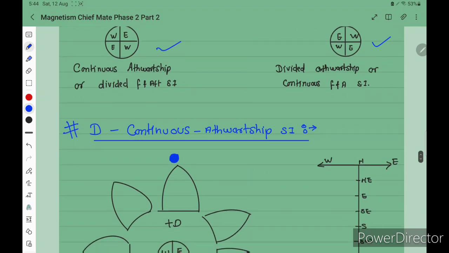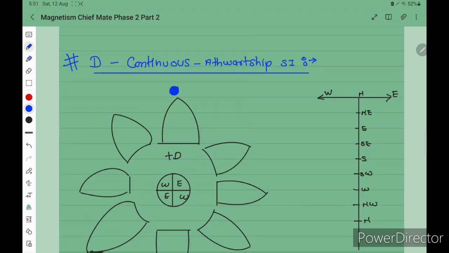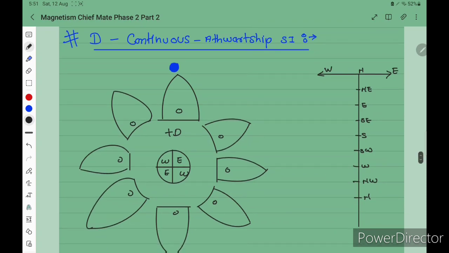Now plus D, continuous athwartship soft iron. Now we see the plus D. Okay, continuous athwartship soft iron. So we make the compass on the center in all the cardinal and intercardinal headings. Okay, now the athwartship direction.